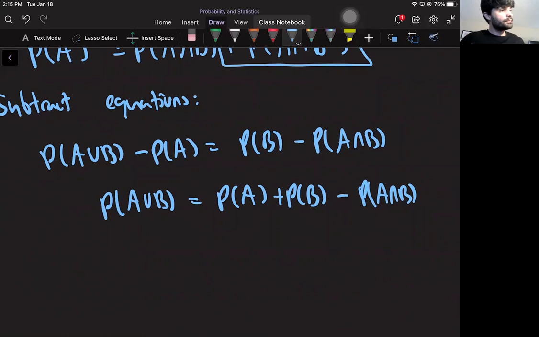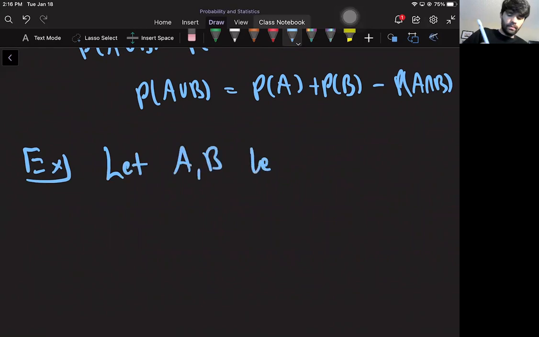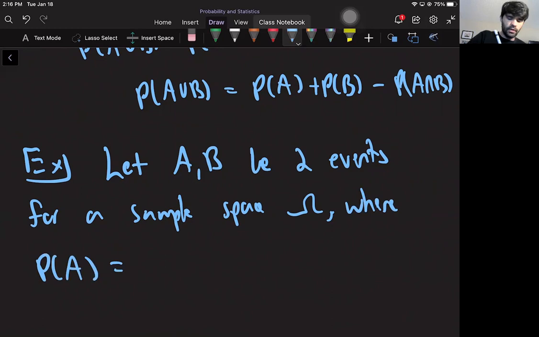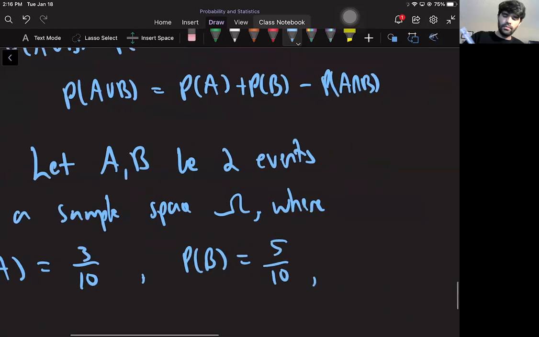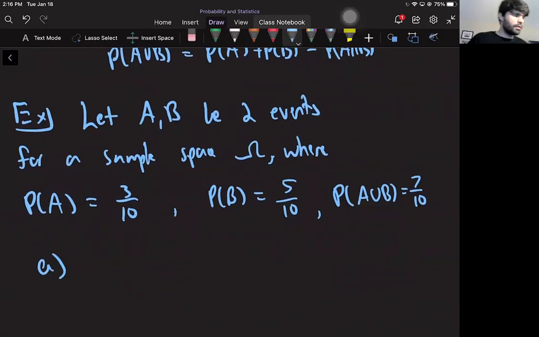Okay, so let's do an example where we can use this stuff that we just learned. So let's think about if we have two events for a sample space. And let's just assume that we know some stuff about the probabilities of these events. So let's just pretend we know that this is 3/10. We know that the probability of B is 5/10. And we know that the probability of A union B is 7/10. Okay, so we know these three things. Then let's calculate some stuff.